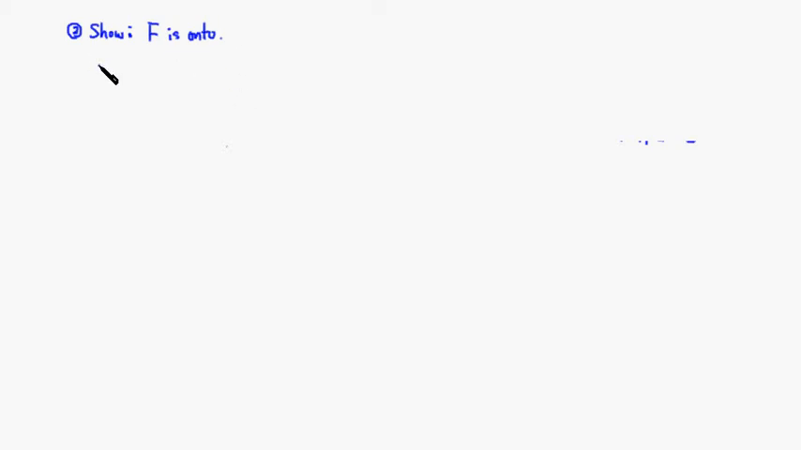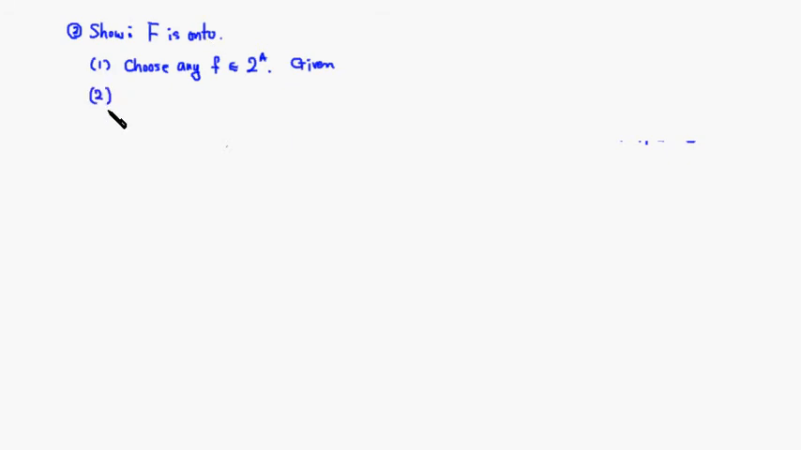So let's start with line number 1. We need to choose any function, say f, from 2 to the A. So pick a function, so that's going to be our given, and 2.